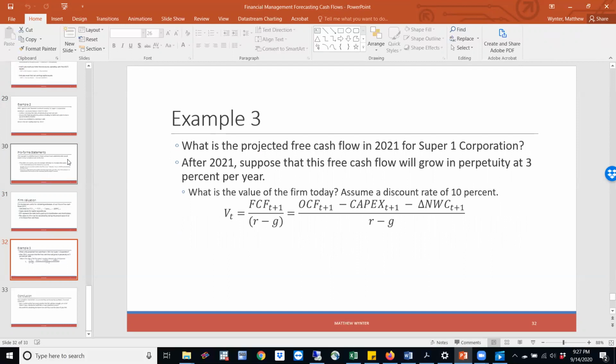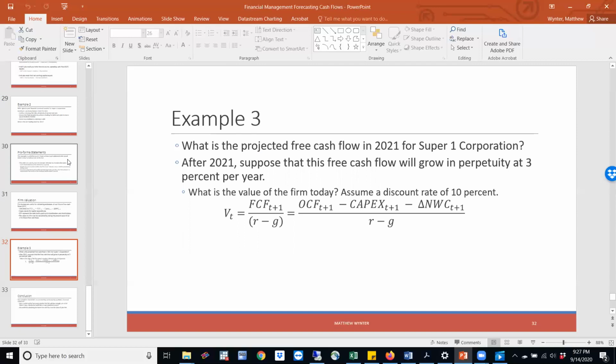So after you've found these pro formas, after you've made a pro forma income statement and a pro forma balance sheet, you have all the information needed to actually identify the operating cash flows pro forma for 2021. You know the CapEx for 2021 is going to be 60 million. You can also calculate the change in net working capital given this pro forma.